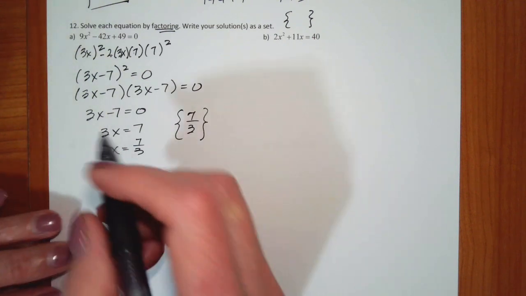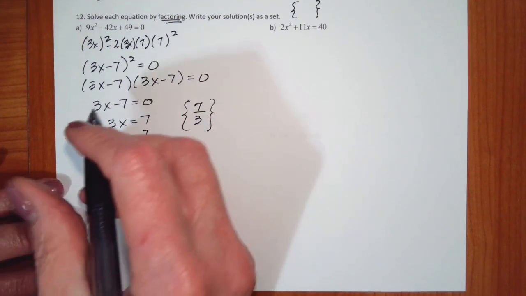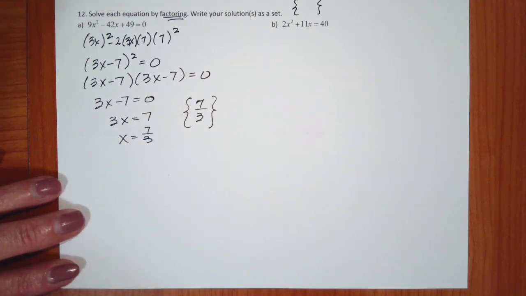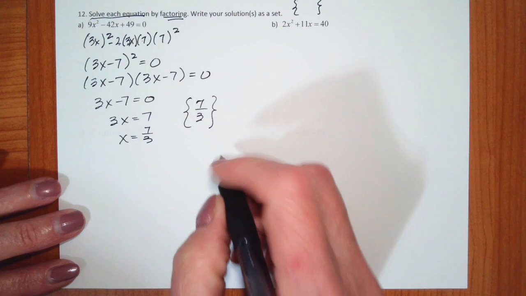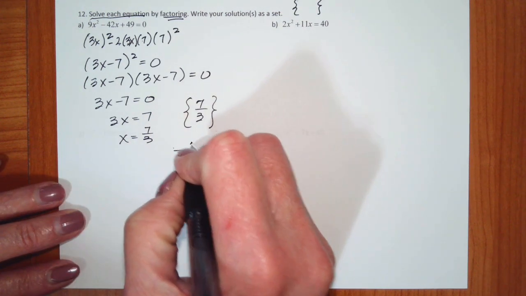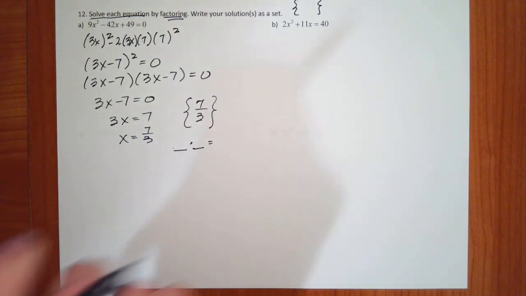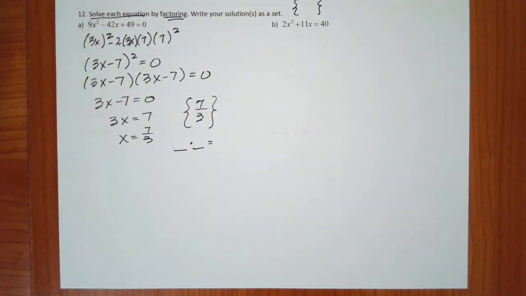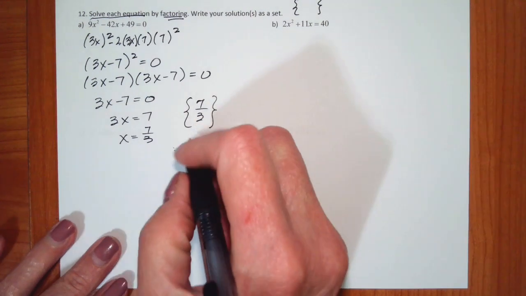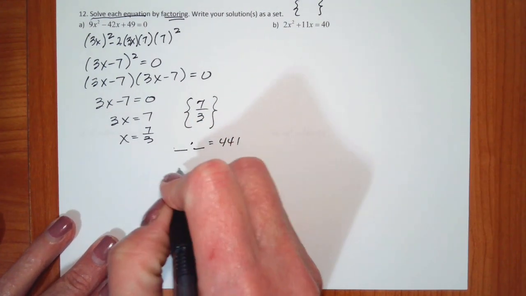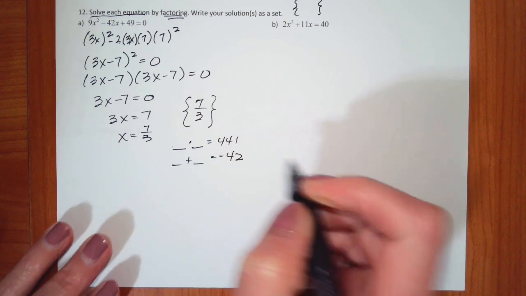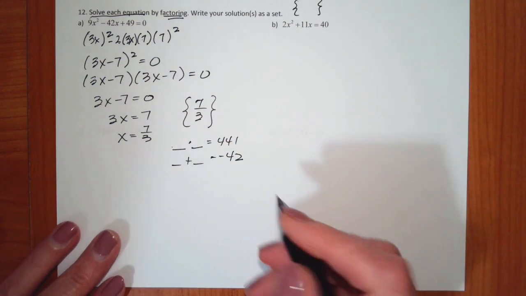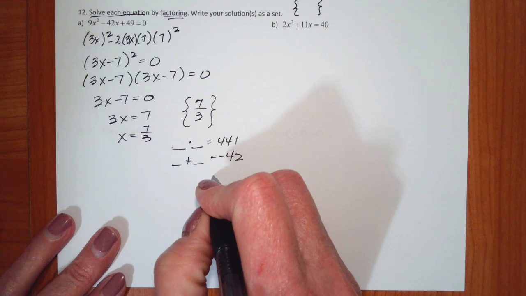Okay. Now, if I don't recognize that as a perfect square, I'm going to multiply my 9 times 49. So I'm going to look for two numbers whose product, and what is 49 times 9? 441. And they add up to negative 42. So I'm going to find all the factor pairs of 441.